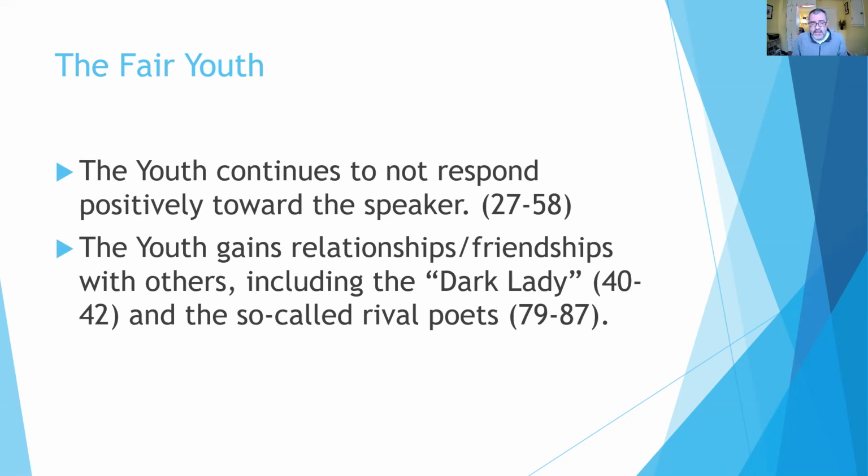In Sonnets 27 through 58, it goes on so strongly that the youth doesn't really respond with the level of positiveness that the speaker would want. In fact, he extends his relationship circle, if you will, to the point where he's having a relationship with the so-called dark lady. We'll talk more about her later on in Sonnets 40 to 42. And then he also honors some relationships or friendships with some so-called rival poets in Sonnets 79 to 87.